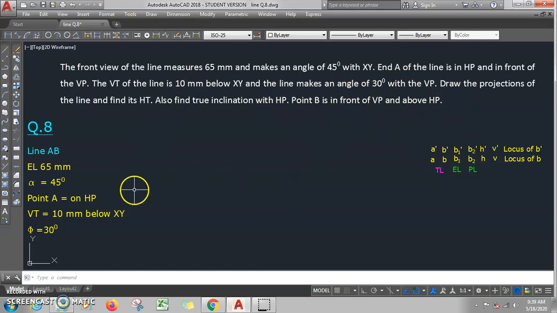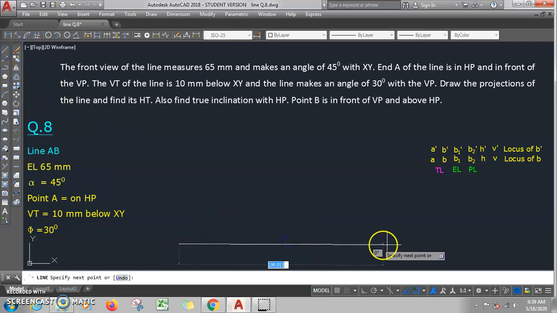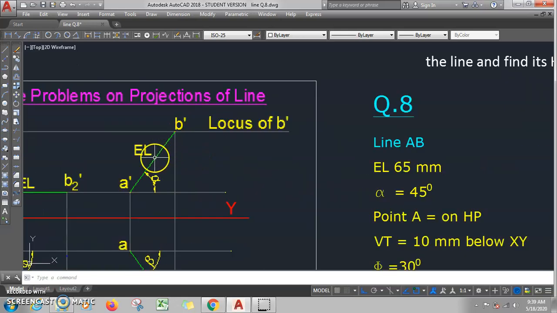Okay, so let us focus on the problem. What we will do, we will draw the XY line first. Ortho mode should be on. This is my XY line. Then what is given? Point A is on HP. EL and alpha we have. EL and alpha means what? You can directly draw the front view A dash B dash. How much is EL? EL is 65, alpha is 45.